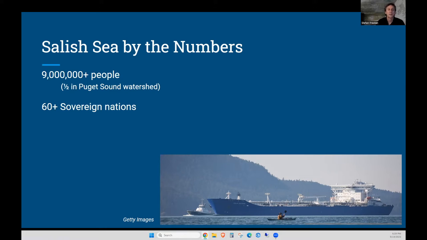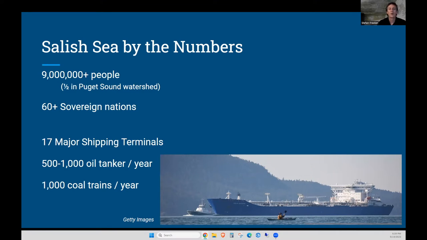People have impact. You also have 60-plus sovereign nations in the First Nations and tribes of the U.S. side. A lot of people bring a lot of boats, and the boats, among other things, bring oil tankers and coal trains, and to a lesser extent, cars, and just the runoff of cars and tires. We humans have an impact just by being here. They did a study out in Haro Strait and found that the average sound volume out there was 100 decibels, which is pretty loud and challenging for a species to do what it wants to do out there.